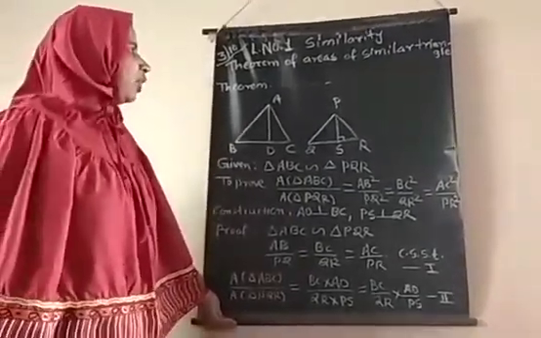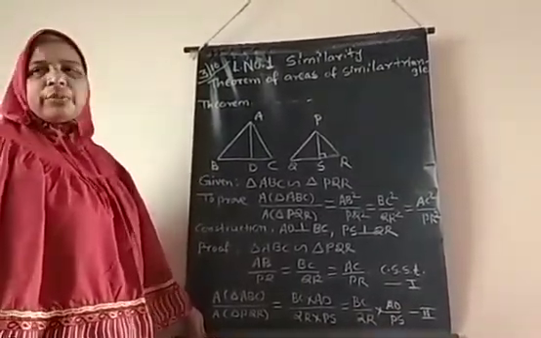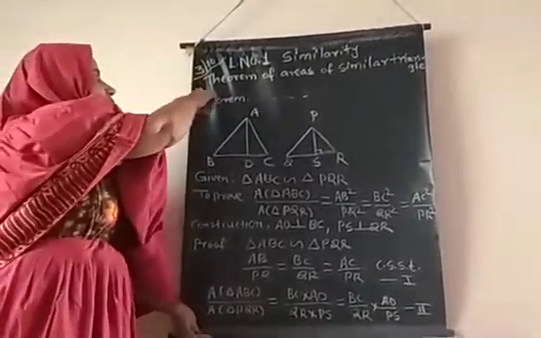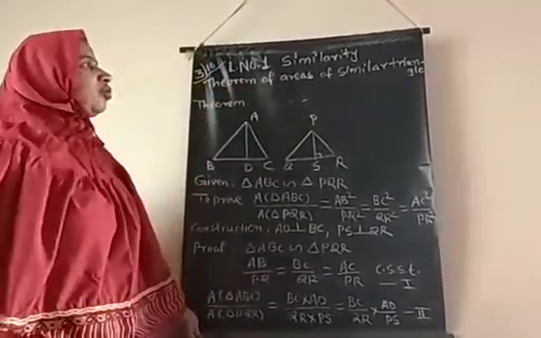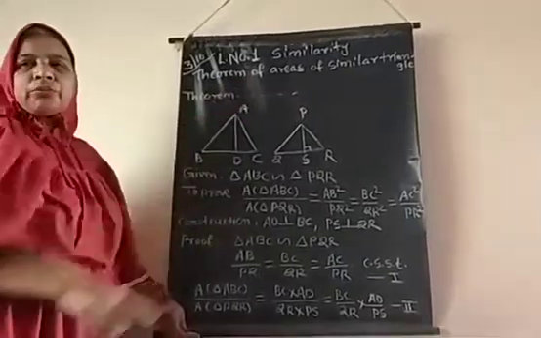The theorem is based on the property called the theorem of areas of similar triangles. The heading of this theorem is theorem of areas of similar triangles. Write down the theorem statement from the textbook.